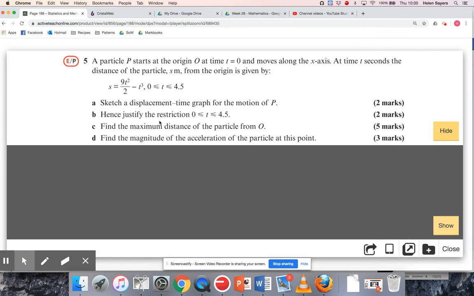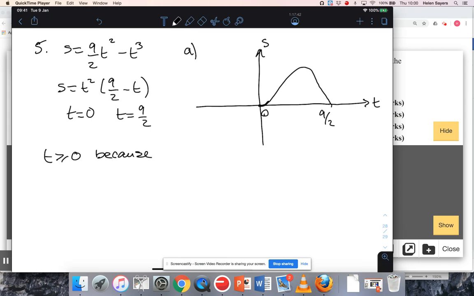Right, and then part B, hence justify the restriction. So why does t only exist between 0 and 4.5? Well, t has to be greater than or equal to 0, because time cannot be negative. Okay, so just a note to justify that end of it.